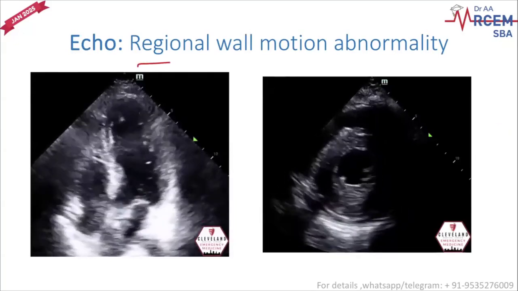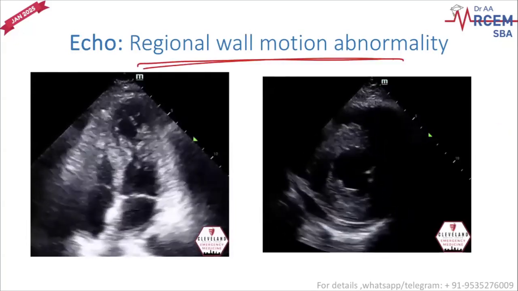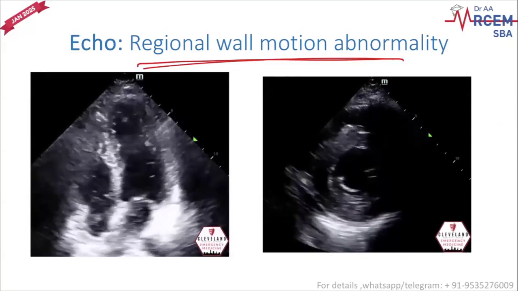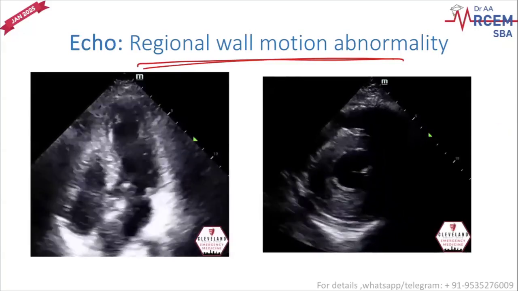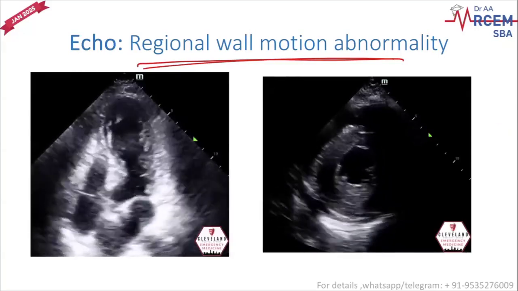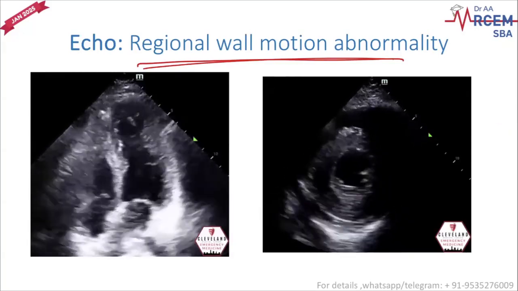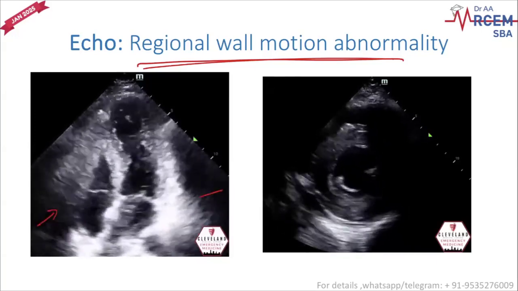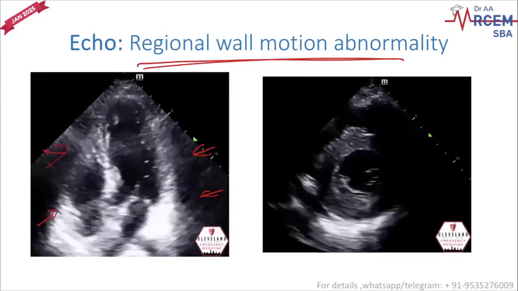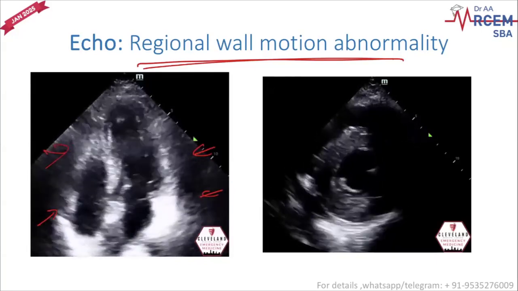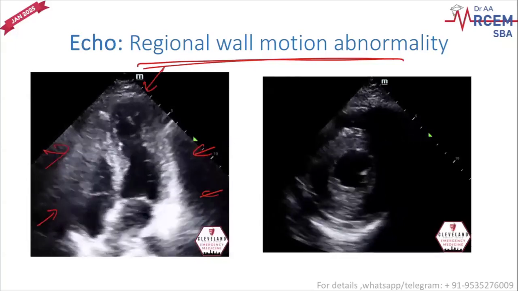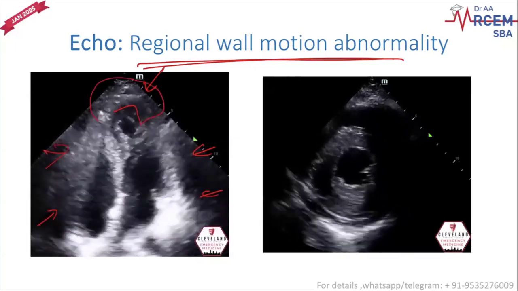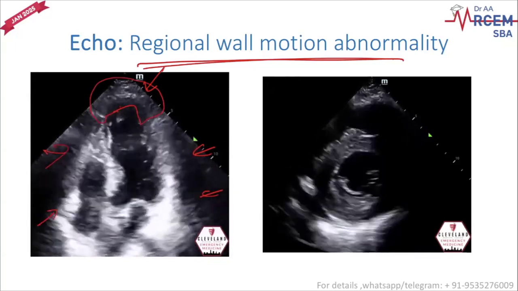What is regional wall motion abnormality? Regional wall motion abnormality, that means you need to have a dynamic image. When you're doing an echo scan of the heart, you get a real-time image of your heart. In the real-time image of the heart, you can see this part of the heart, this part of the heart, this part of the heart is contracting. This part of the heart is not contracting at all. This region of the heart is not contracting at all, or very minimal contraction is seen.